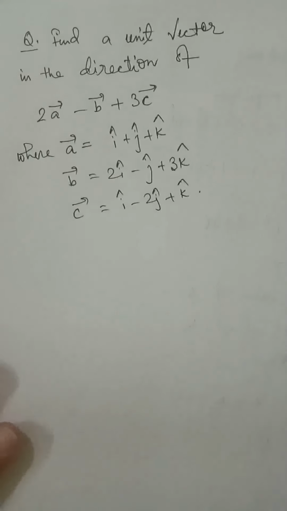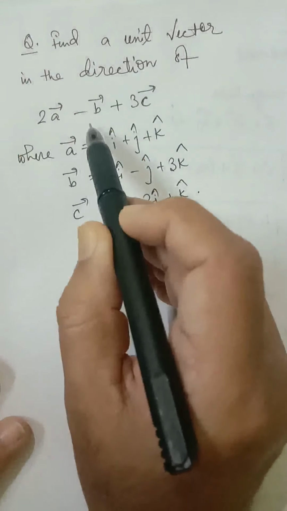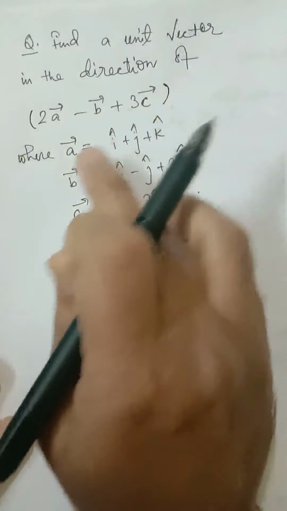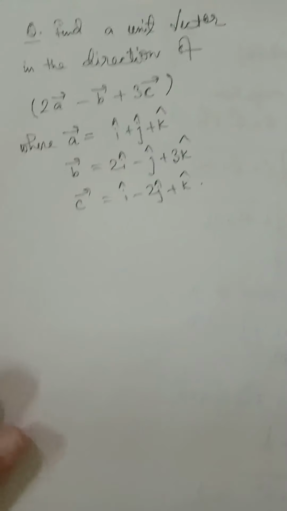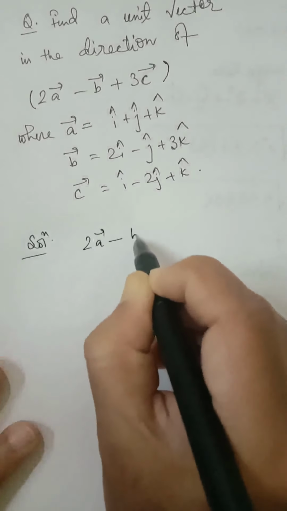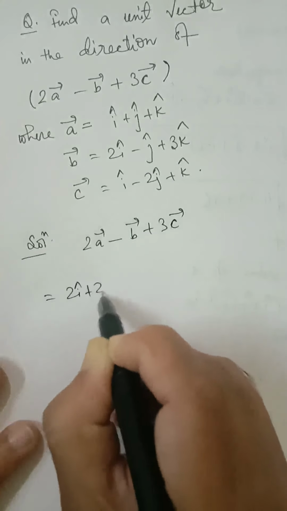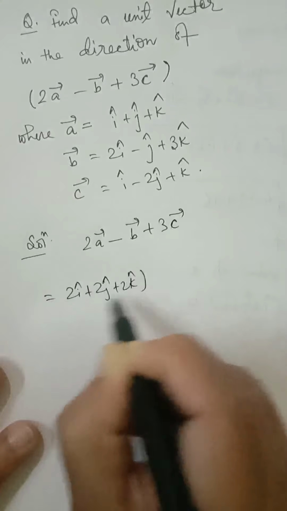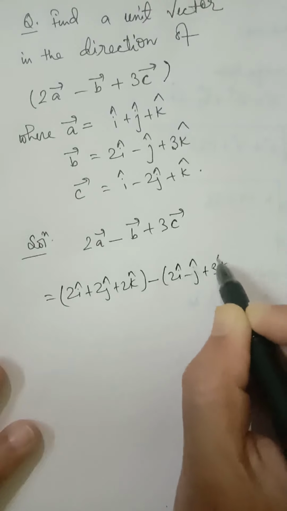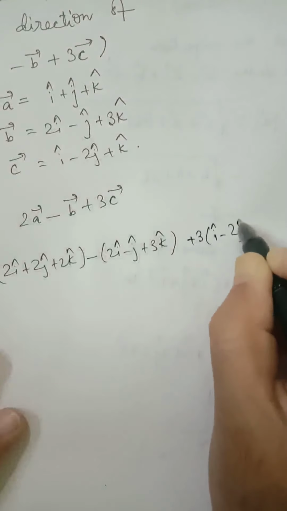Next question is: find a unit vector in the direction of 2a vector minus b vector plus 3c vector. We have to find a unit vector in the direction of this vector, where a vector, b vector, c vector are given. First of all, we have to find 2a minus b plus 3c. 2a vector is 2i plus 2j plus 2k, minus b vector is 2i minus j plus 3k, plus 3c vector is 3 into i minus 2j plus k.